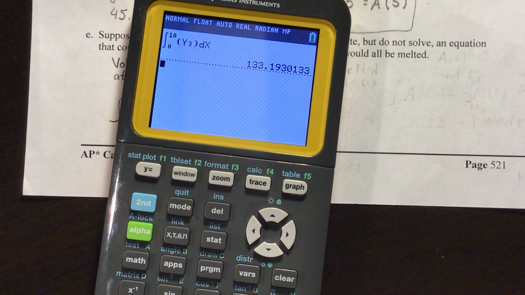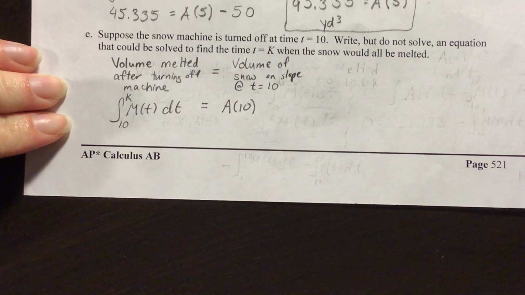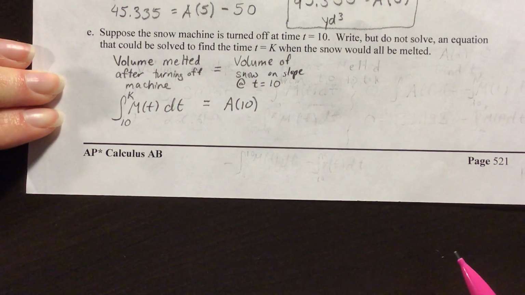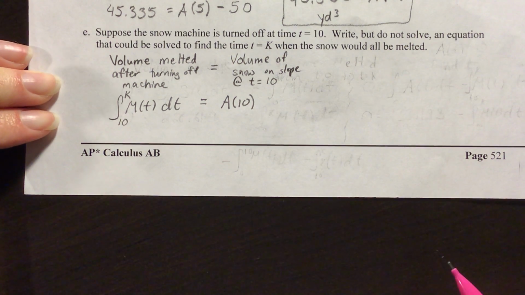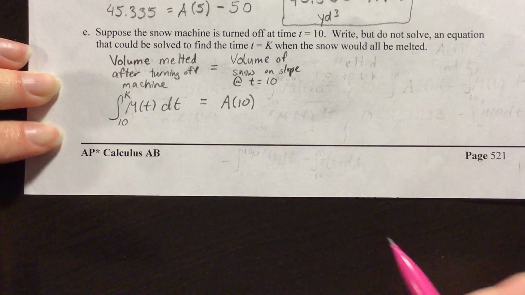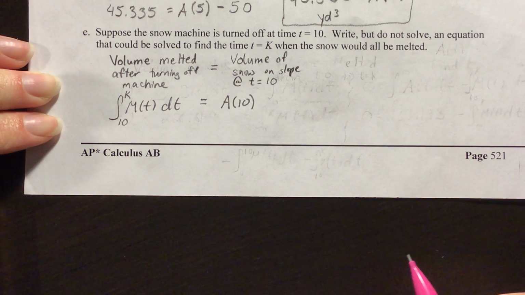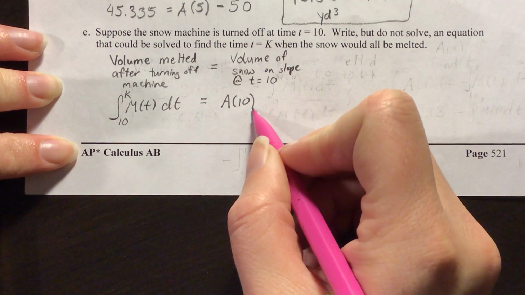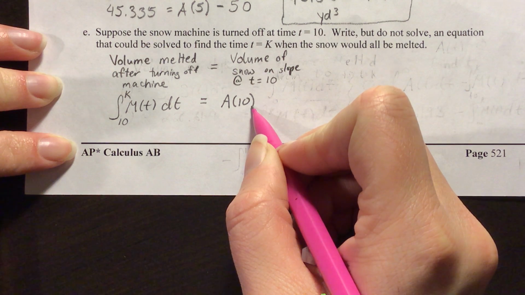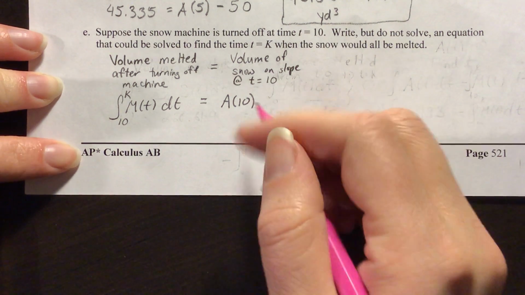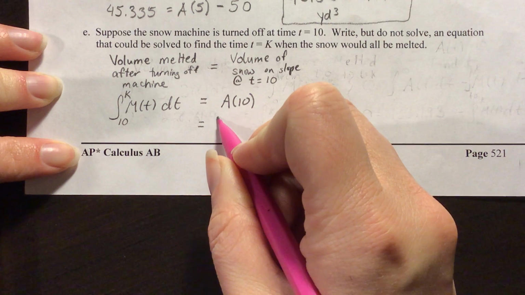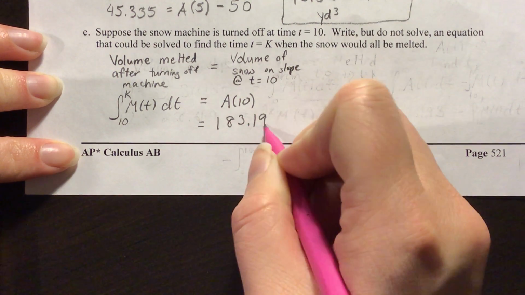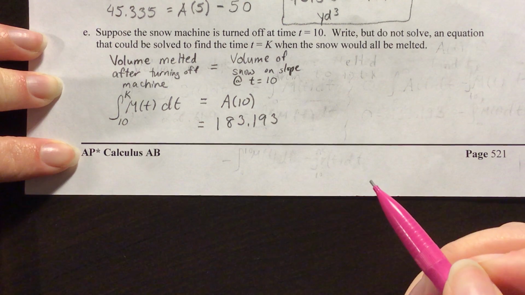We would get 133.159 as the difference between when we started and when we ended. If we add the 50 to that, that's like our starting value, we end up with 183.183. Because this is the snow that accumulates between 0 and 10, and we didn't feed into our calculator the fact that there were 50 to start with. So this needs to be 183.193 equals that integral.